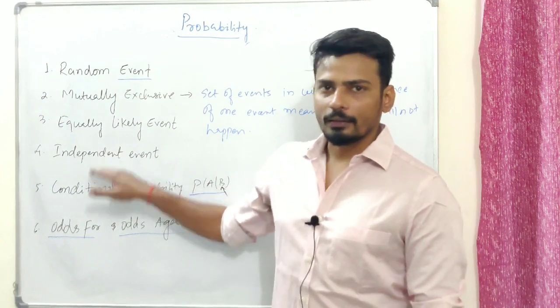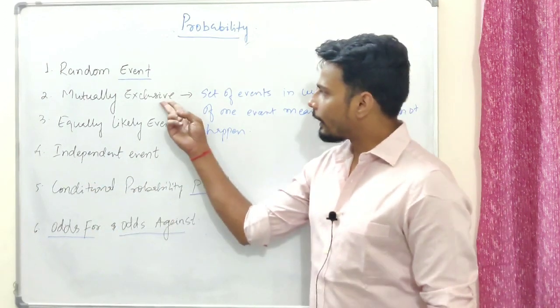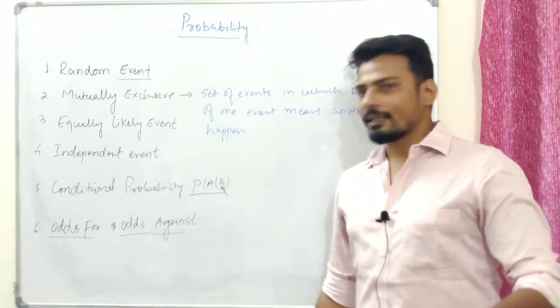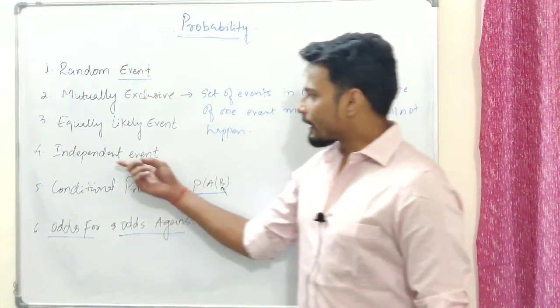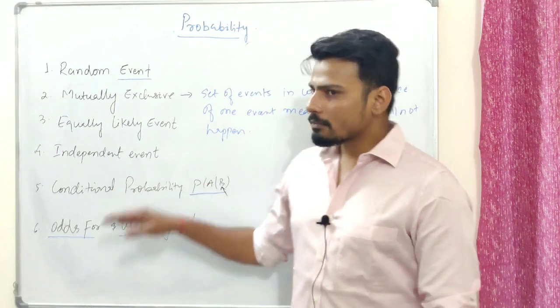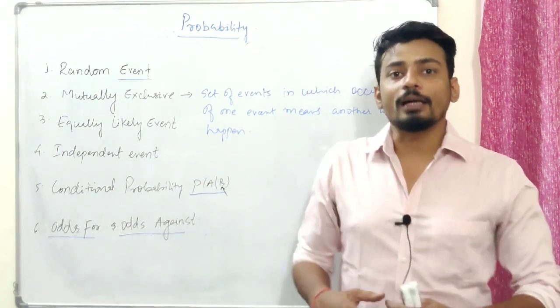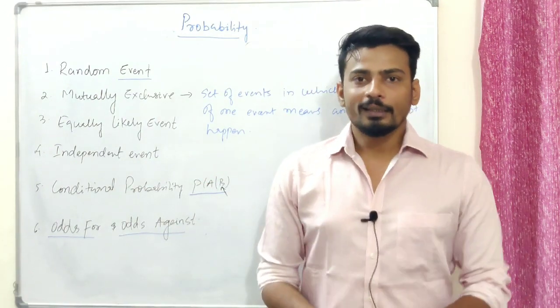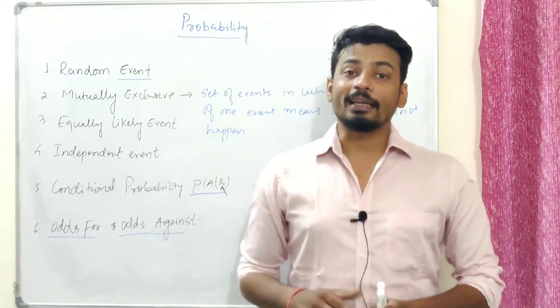Now independent event. Like over here we had mutually exclusive, which I can say is a dependent event, and this can be called a mutually inclusive independent event. In this, the probability or the chances of occurrence of one event is not influenced by any other event.